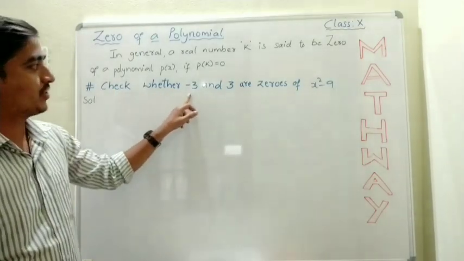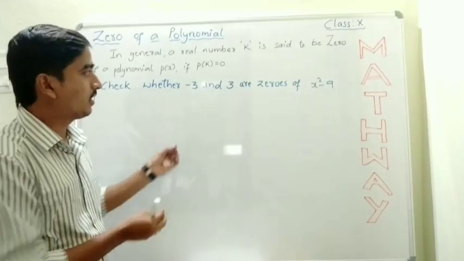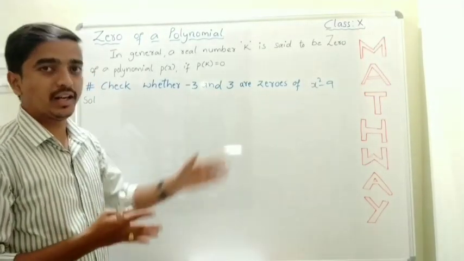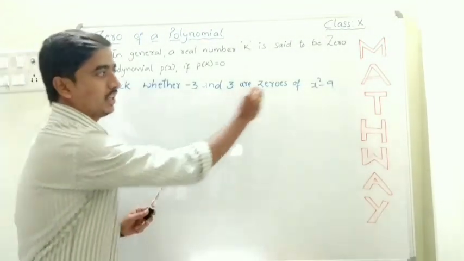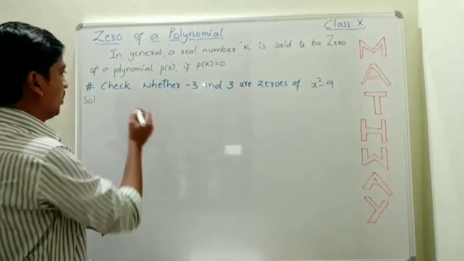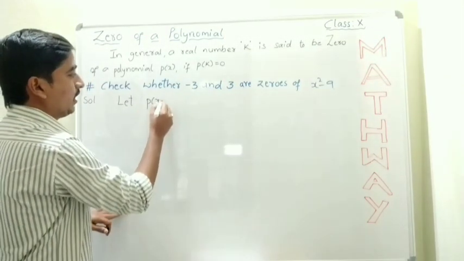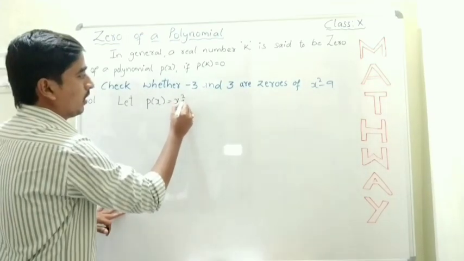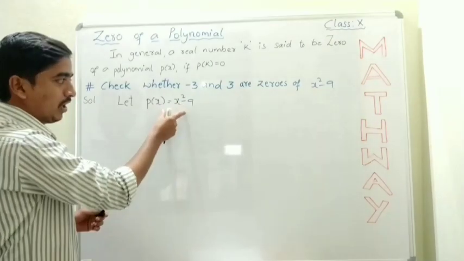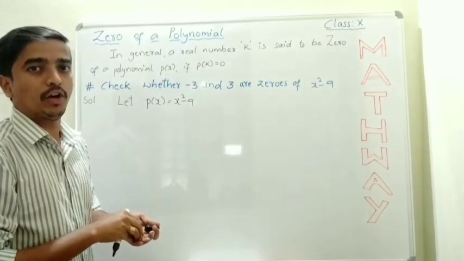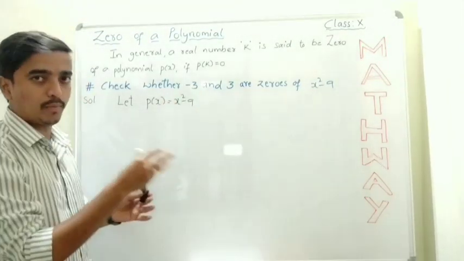Check whether minus 3 and 3 are zeros of x square minus 9. So here they are asking that we have to check whether minus 3 and 3 are the zeros of the given polynomial or not. First, let the given polynomial be p of x. Let p of x equals x square minus 9. By substituting the values in the given polynomial, if we get the value of the polynomial as 0, then we can say that the substituted value is the zero of the polynomial.